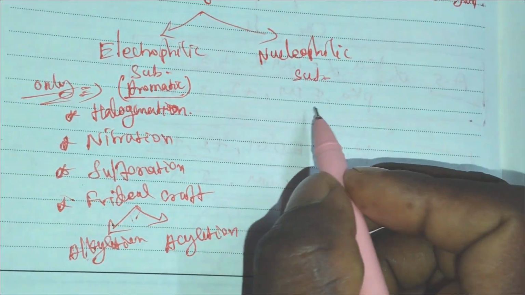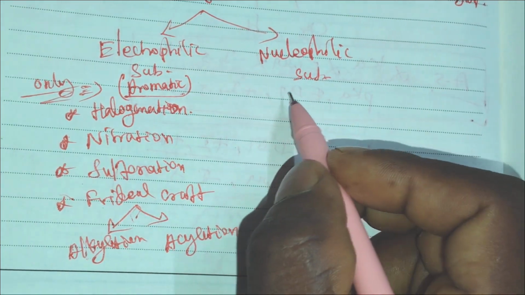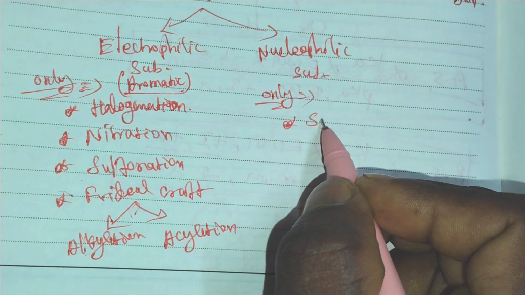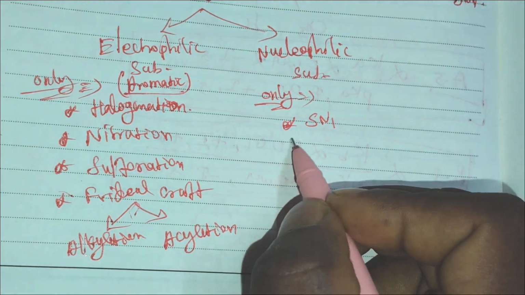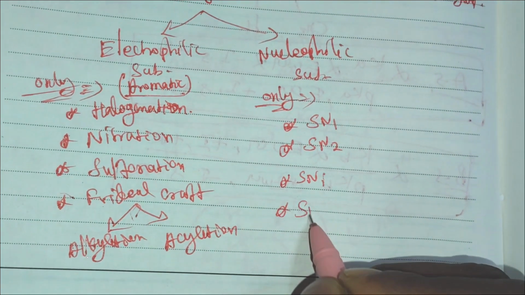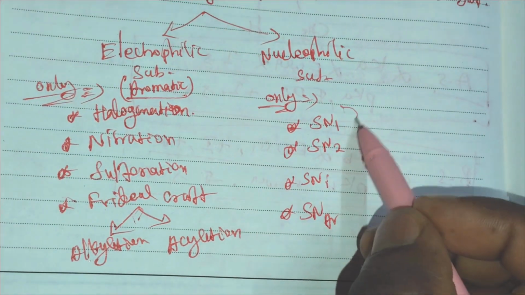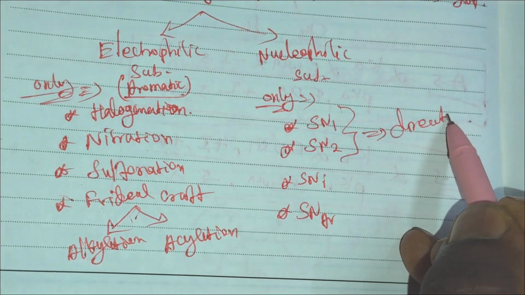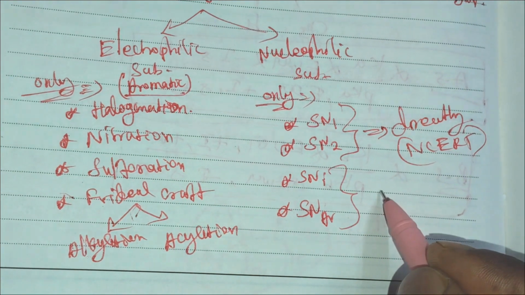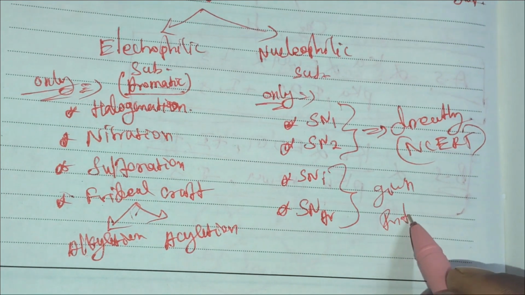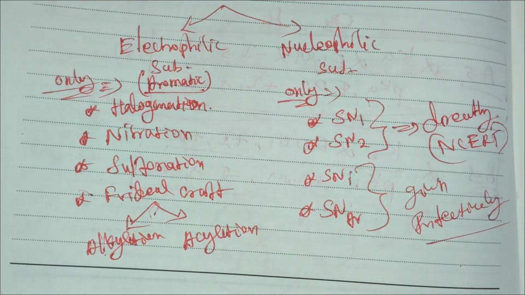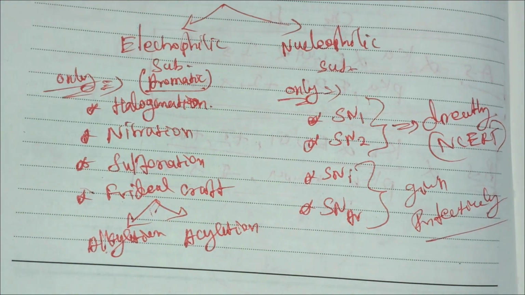Now, what are nucleophilic substitution reactions? The types are SN1, SN2, SNi and SNAr. Two of these are given directly in the NCERT book, and the others are given indirectly. Anyway, these four types are very important in nucleophilic substitution reactions.